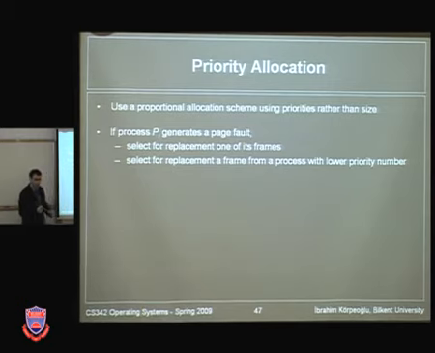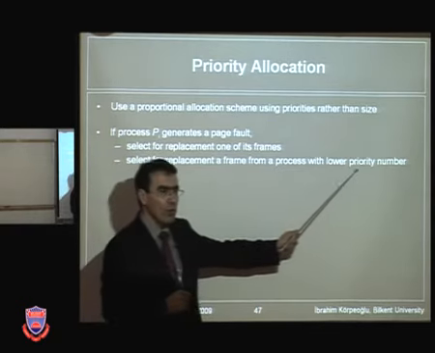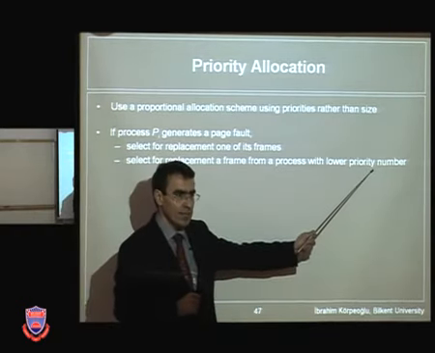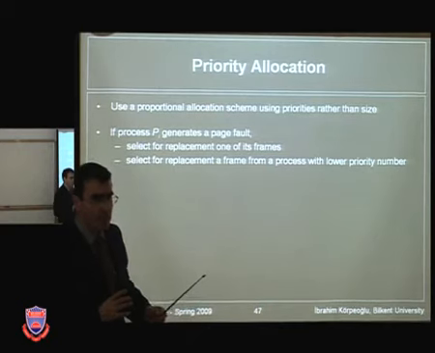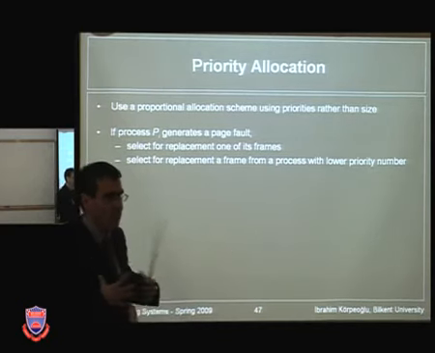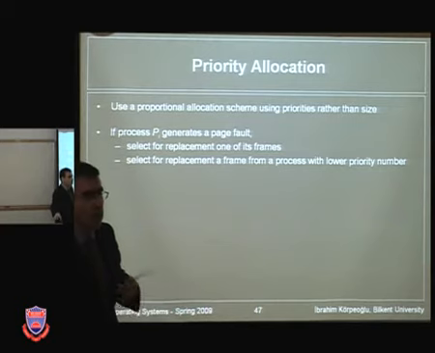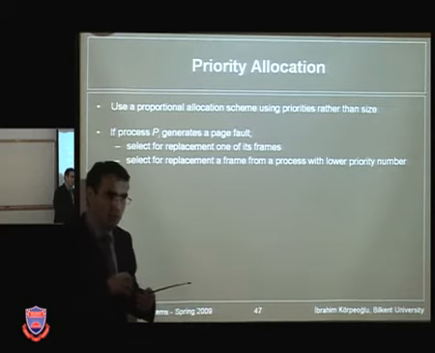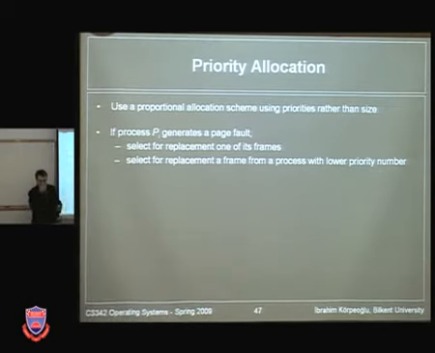Then you will select a frame, remove the page existing in that frame, and place the new page into that frame. So now what you can do is select a frame belonging to a process with a lower priority. That means the faulting process takes a frame from another process that has a lower priority. In this way, the priorities will affect how many frames the process will have. This is another allocation strategy, priority allocation.